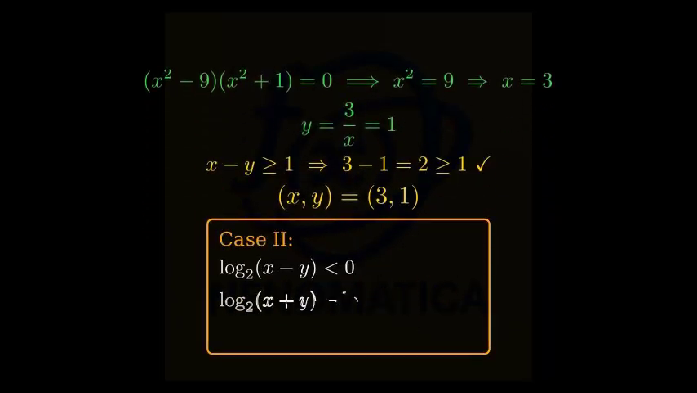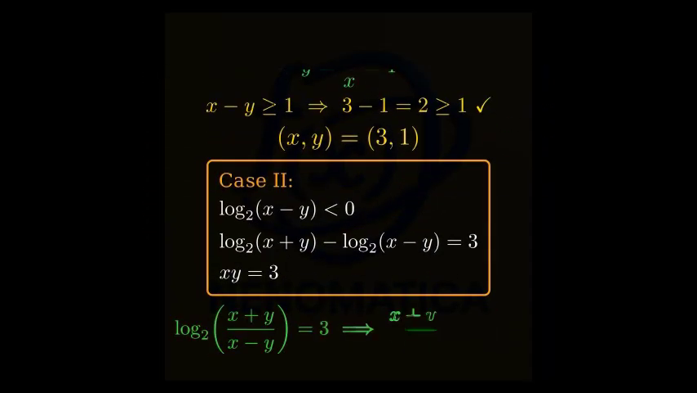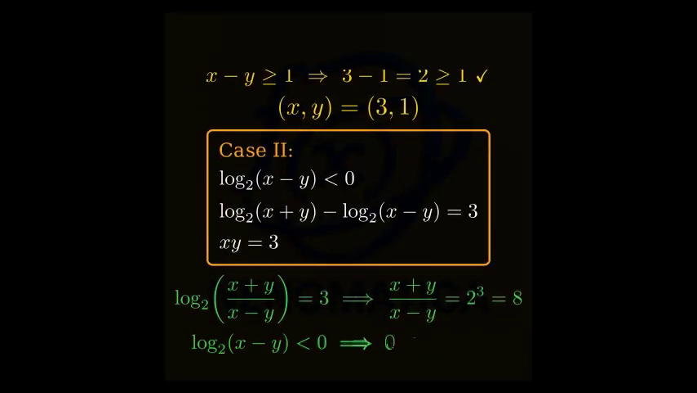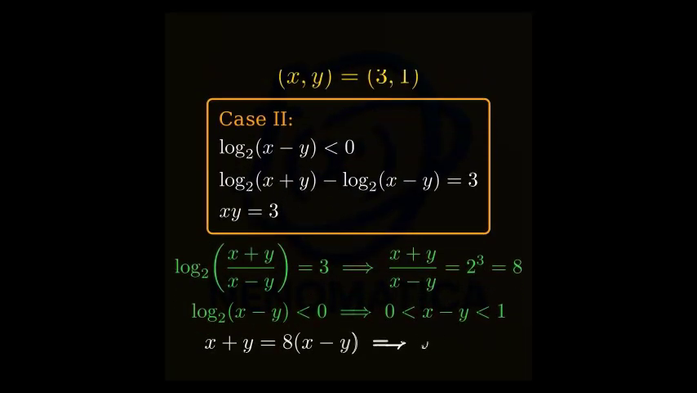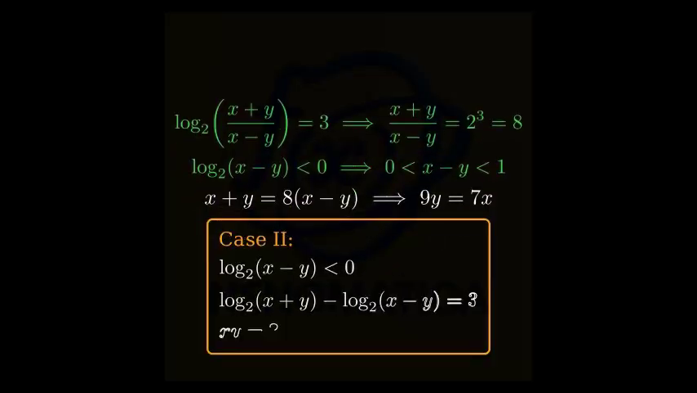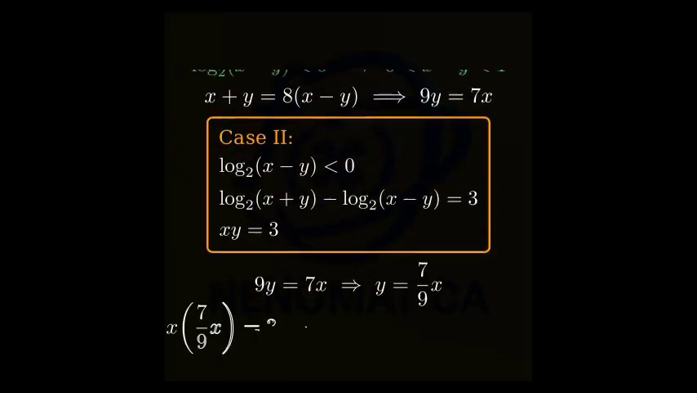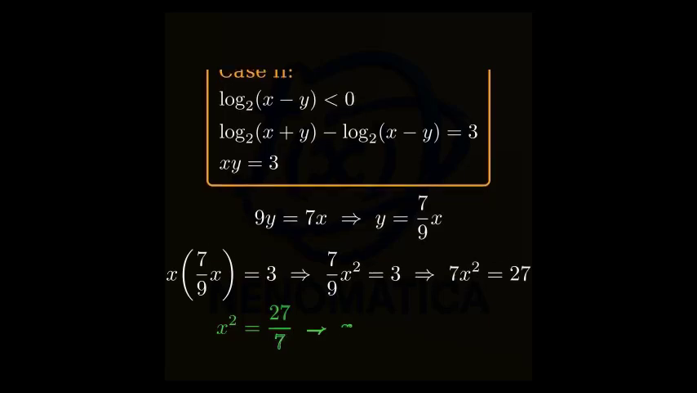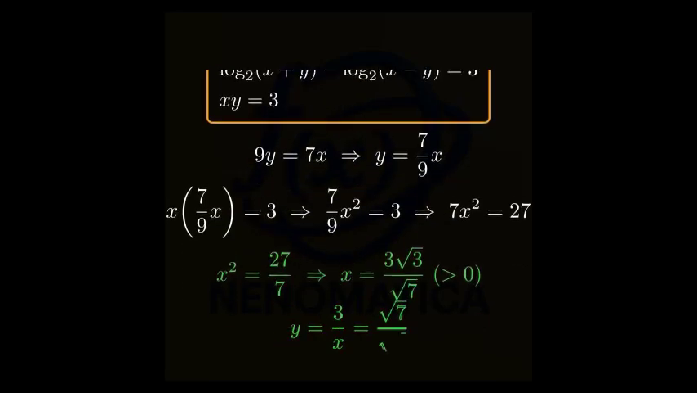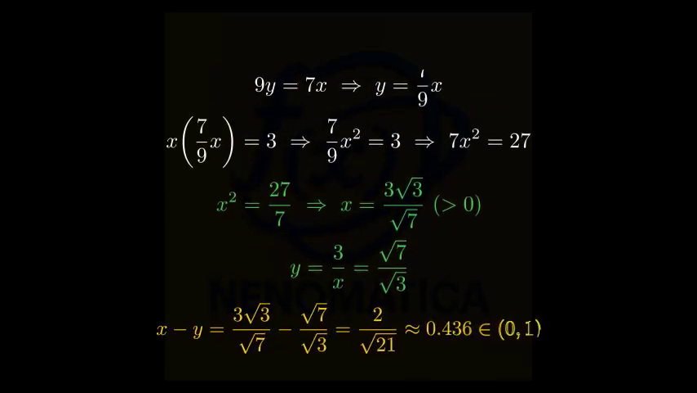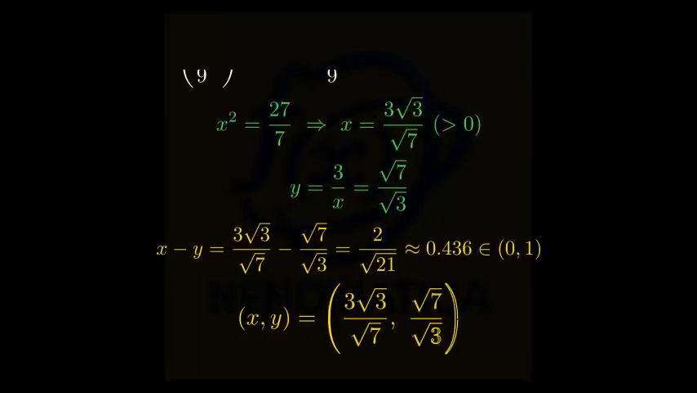Now case 2. Since log base 2 of x minus y is negative, we have 0 less than x minus y less than 1. Using the quotient rule, the equation becomes log base 2 of the fraction (x plus y) over (x minus y) equals 3, which implies x plus y equals 8 times (x minus y). Combine 9y equals 7x with xy equals 3. From the linear relation, y equals 7/9 x. Substituting into xy equals 3 gives 7/9 x squared equals 3.